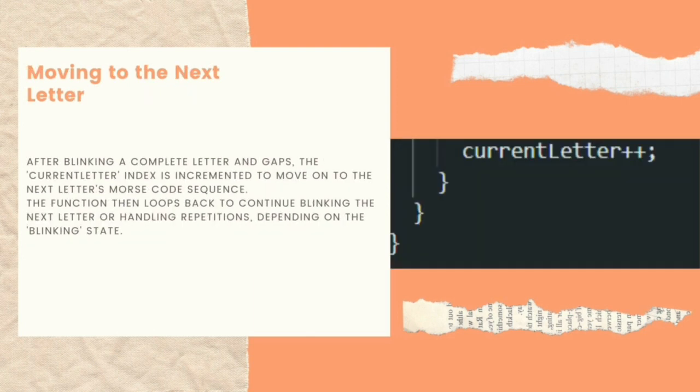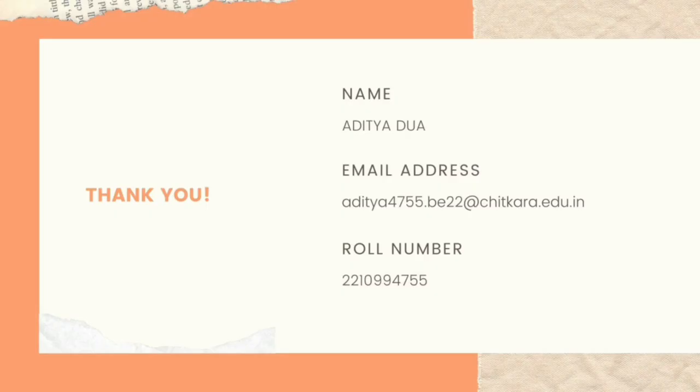Moving to the next letter. After blinking a complete letter and gaps, the current letter index is incremented to move on to the next letter's Morse code sequence. The function then loops back to continue blinking the next letter or handling repetitions, depending on the blinking state. That was all for the first name blinking on an Arduino Nano 33 IoT by the use of Morse code. Thank you.